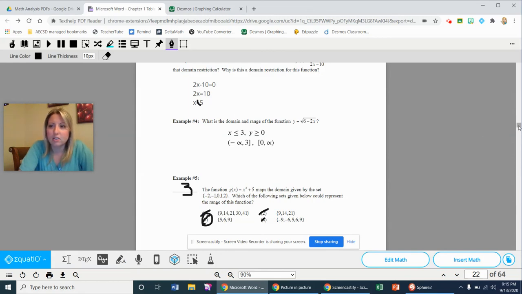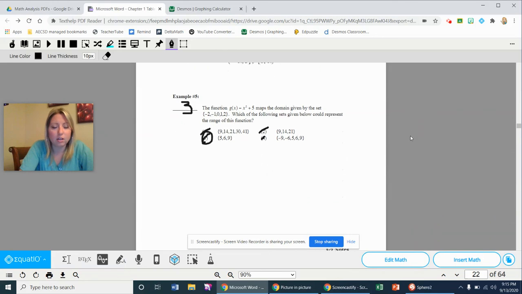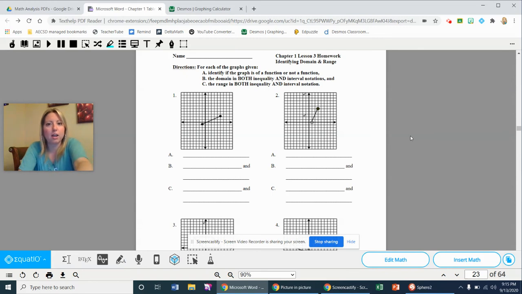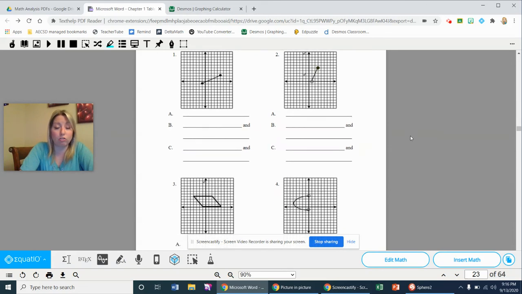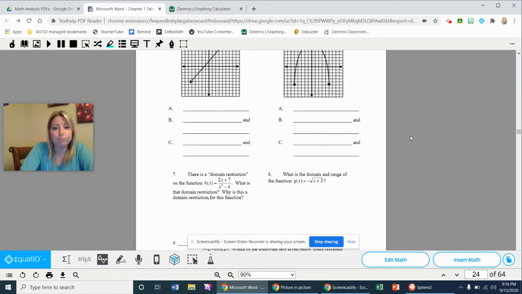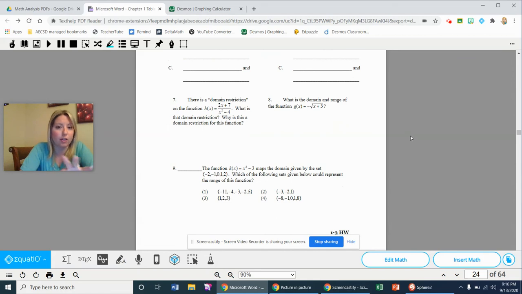Alrighty, guys. So that should enable you to now do the homework. I gave you pictures. Parts B and C are the domain in both inequality and interval notation, and the range in inequality and interval notation. So that's why there's the and line. The top line for B is the inequality, and the bottom line is the interval notation. And like I said, look back up at my interval notations. Those are actually easier than inequalities for a lot of people. And notice these questions are just like the last 3 that I just did. So just do the same thing I did on that.